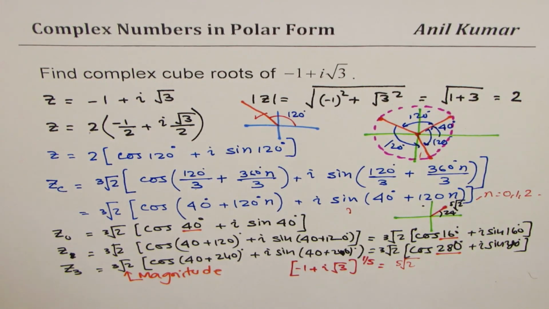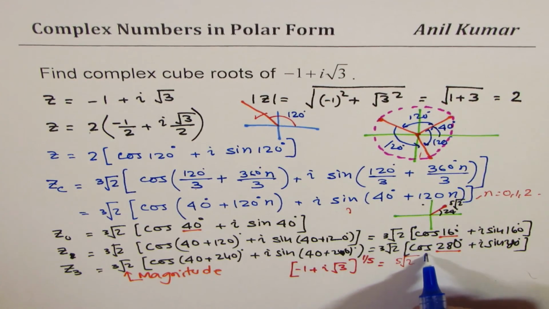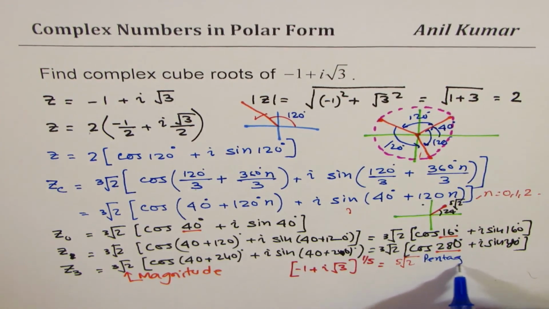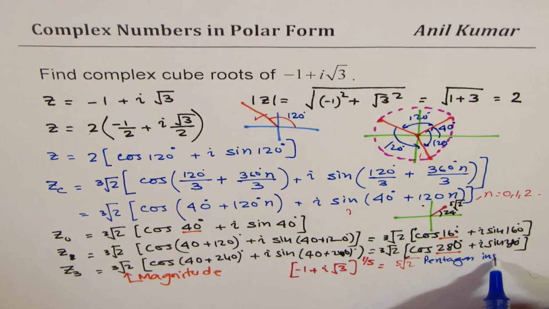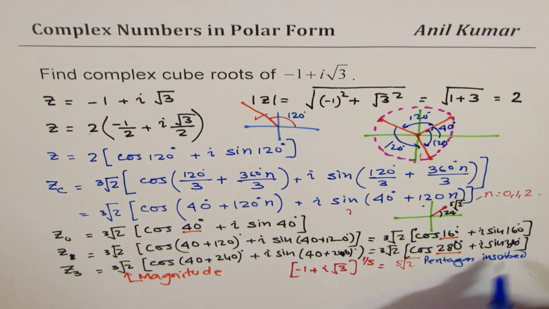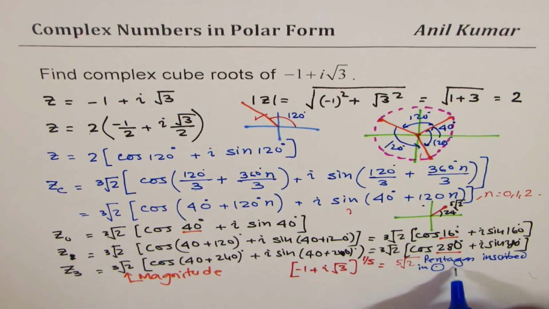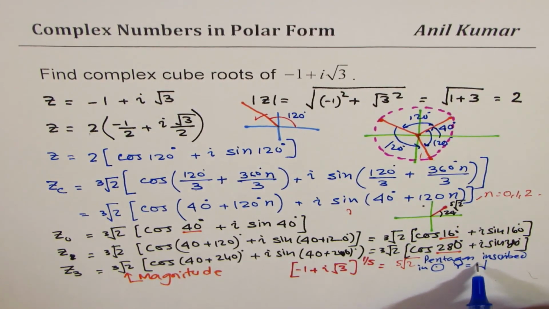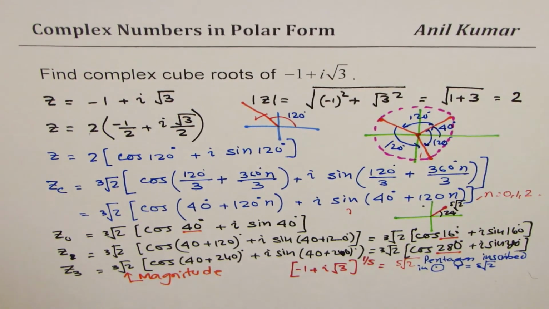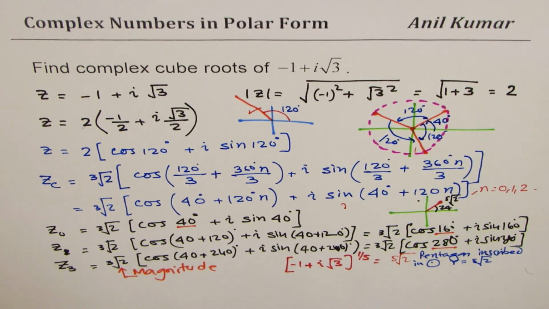Is that clear? Right. So we get a pentagon inscribed in a circle with radius equal to 5th root of 2. Do you get the idea, right? So that is how you can easily work with complex numbers in polar form. It's very easy to find their powers and their roots. So I hope you understand and appreciate it.